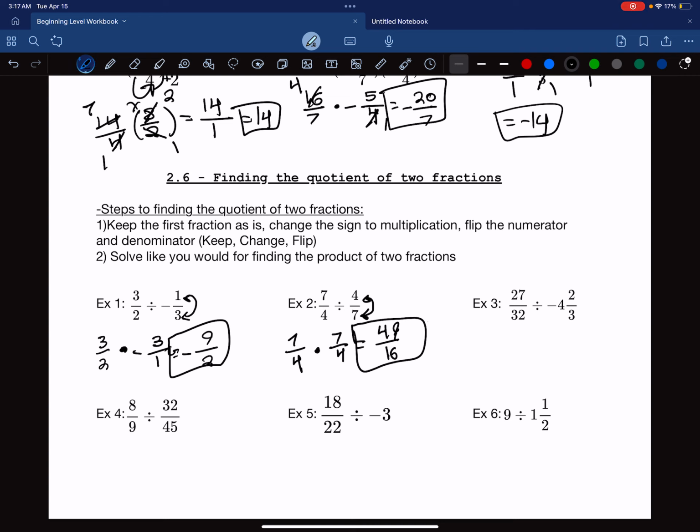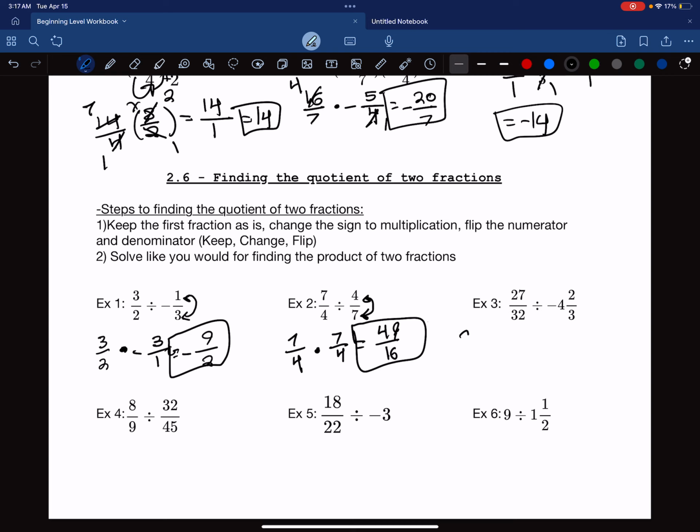Looking at example 3, we have 27/32 divided by -4 2/3. I encourage you to pause the video and work through it. And now let's work through it together.